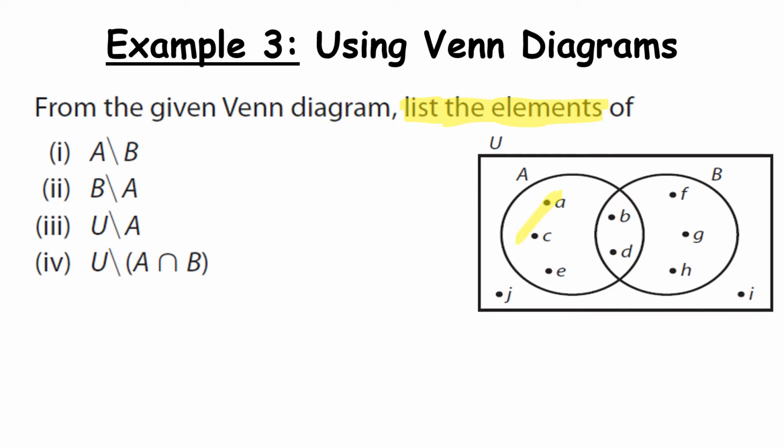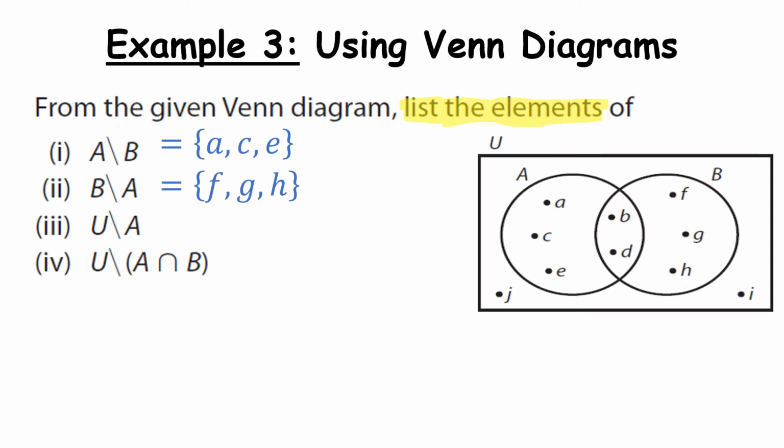So if I have A and I take away B, so I get rid of anything that's in B, I can do that in a different color. So get rid of B. The bit that's left highlighted yellow, that's what we want. So that bit there, we have the elements A, C, and E. If we do B, take away A. So here is all of B. We take away A, so we get rid of these bits in the middle. And what we're left with is F, G, and H.